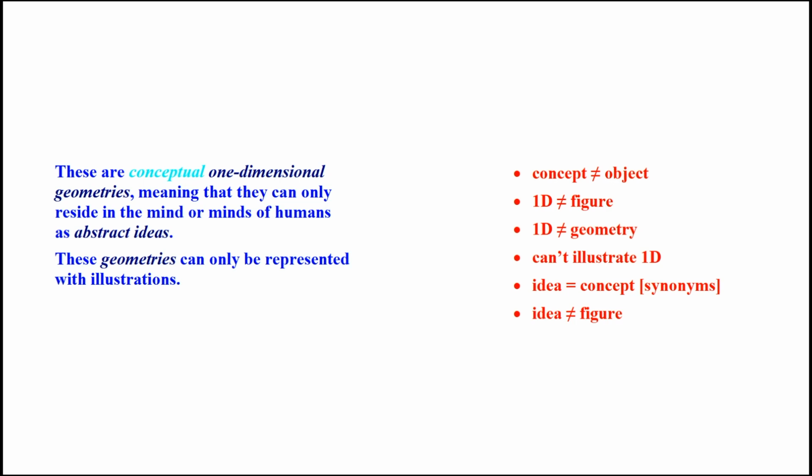So he's talking about geometries can only be represented with illustration. Yeah, geometries can, but not the 1D line. You cannot illustrate a 1D line. Whatever you put on the paper is at least 2D, two-dimensional. An idea is a concept. It's a synonym of the word concept. So they're synonyms. And so idea is not a figure. And again, that means that it doesn't belong in geometry.